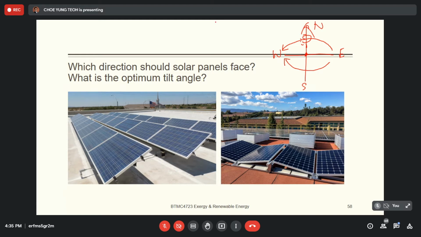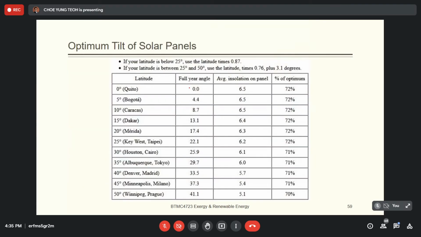And then of course the angle. In Malaysia, we will use 5 to 10 degrees. But there is a calculation here if you are in another country, so you can use this system. If your latitude is below 25, use the latitude times 0.87. If your latitude is between 25 and 50, then use the latitude times 0.676 plus 3.1. In that case, you will get your angle, and this will tell you how optimum the system is.